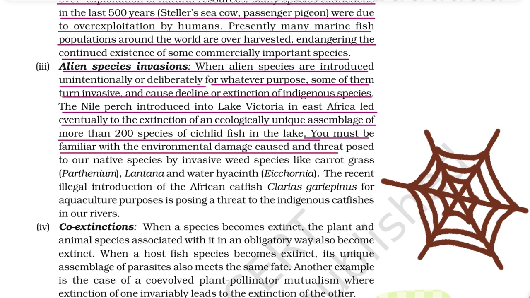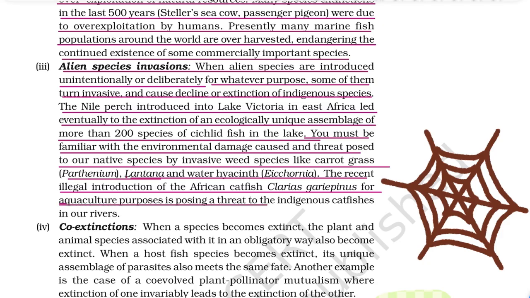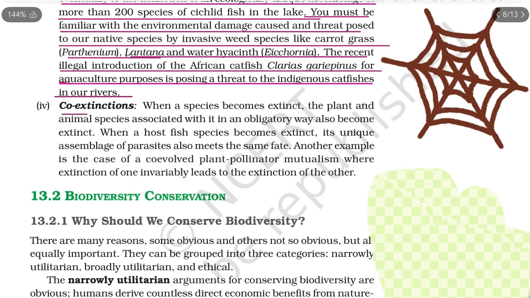You must be familiar with the environmental damage caused and threat posed to our native species by invasive weed species like carrot grass, Parthenium, lantana, and water hyacinth, Eichhornia crassipes. The recent illegal introduction of the African catfish Clarias gariepinus for aquaculture purposes is posing a threat to the indigenous catfishes in our rivers.